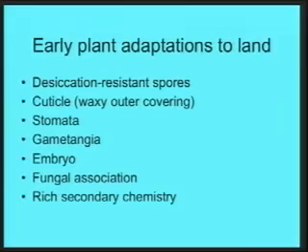Rich secondary chemistry is another feature of all the land plants. Secondary chemistry is basically chemistry that's not involved in primary metabolism. These are compounds that used to be thought of as waste products. And since plants don't have anuses or obvious ways to dispose of waste, it was thought that they accumulated all this junk in their bodies, and it didn't really have any function.